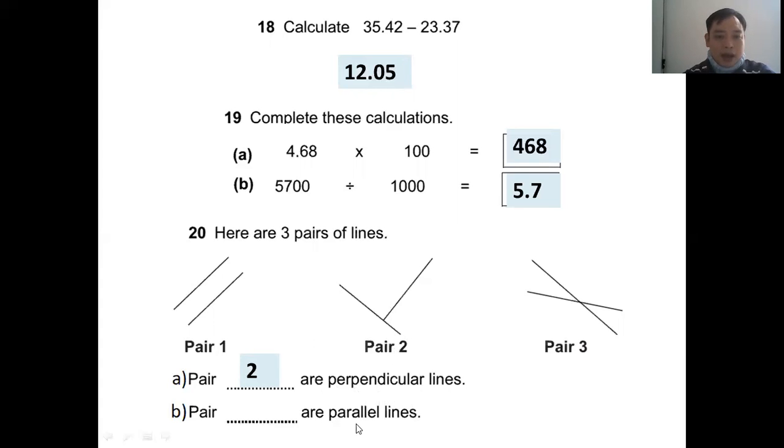B. Which pair are parallel lines? Parallel lines mean the lines never cut each other. So here you have pair 1, because these 2 lines never cut each other.